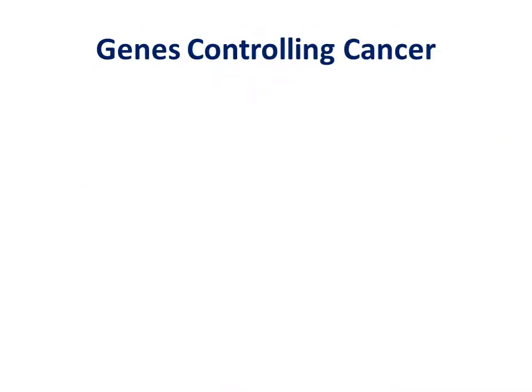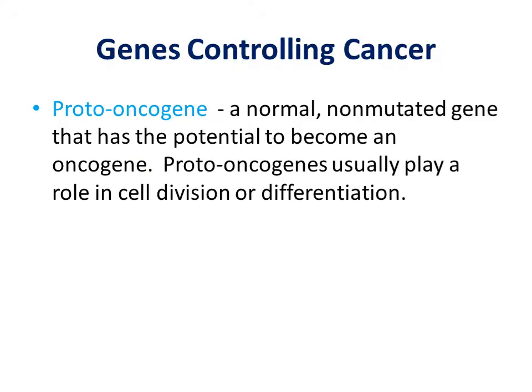What are the different types of genes that control cancer progression? There's two main classes of genes that you must keep in mind when we talk about cancer. The first are proto-oncogenes. So proto means before, and oncogenic indicates cancer. So if you think about an oncologist, that's a cancer doctor. So this is before the gene is actually cancerous.